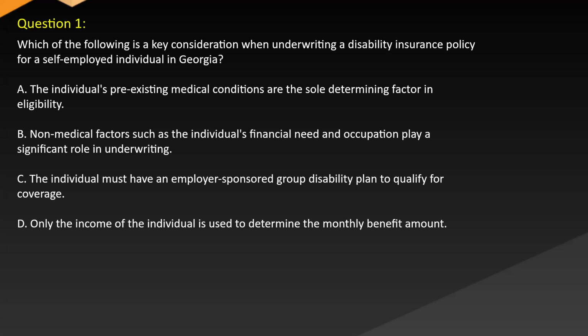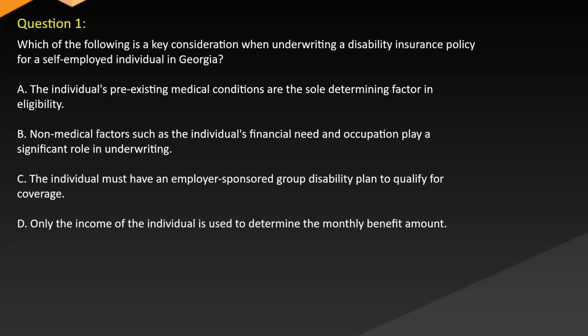Question 1. Which of the following is a key consideration when underwriting a disability insurance policy for a self-employed individual in Georgia? A. The individual's pre-existing medical conditions are the sole determining factor in eligibility. B. Non-medical factors such as the individual's financial need and occupation play a significant role in underwriting.